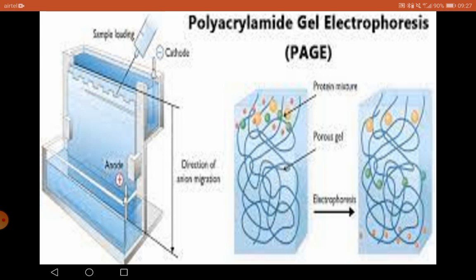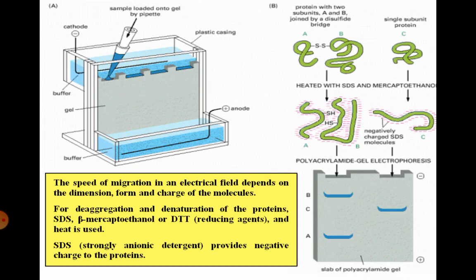In this technique, we are using a different type of gel called polyacrylamide gel. When we load the protein sample, the gel is porous, and the proteins get resolved, or separated. So let us see this in detail. Now let us look into the principle.